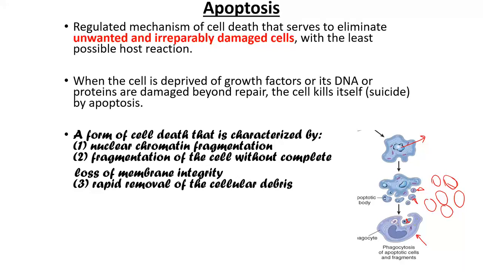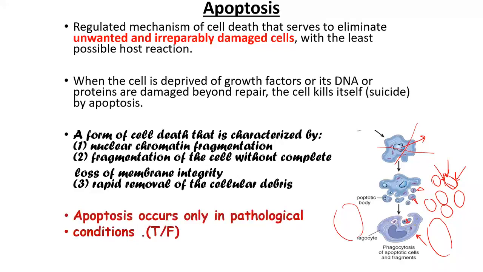The cell is going to be fragmented, and each fragment will be eaten by a phagocytic cell, and so this cell will just disappear without host reaction. Why don't we have a host reaction here? Because we have a continuous integrity of the cell membrane. And remember, in necrosis, what evoked the cellular reaction or the inflammatory reaction? It was the leakage of the contents outside the cell due to loss of membrane integrity. But we don't have this here, and so we don't have a host reaction.